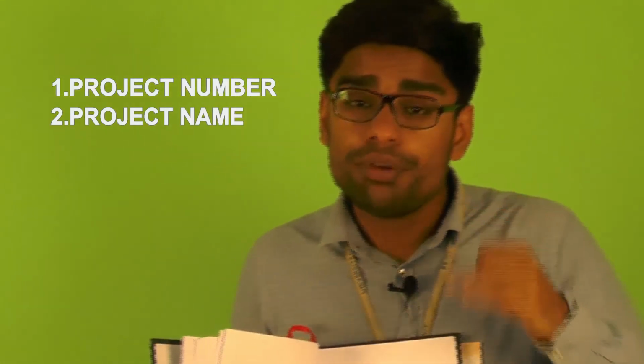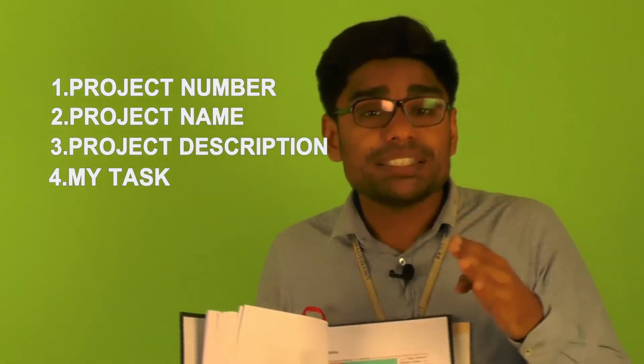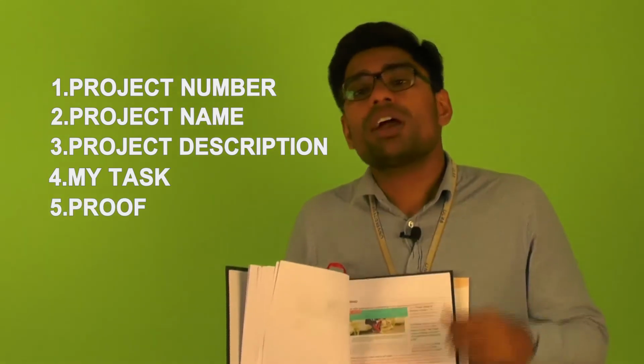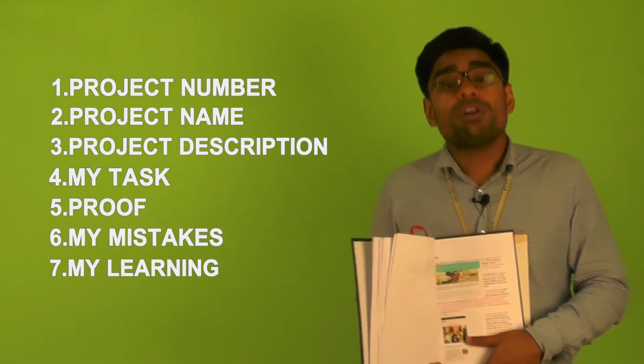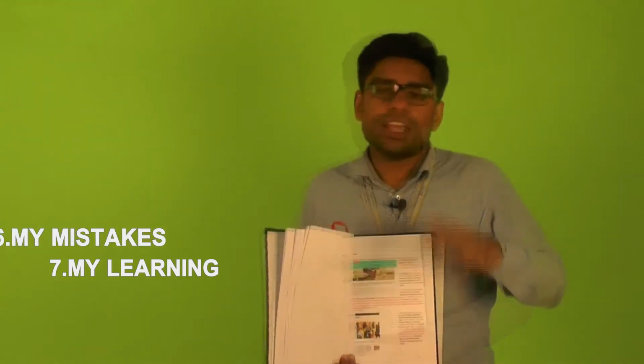So to sum it up: project number, project name, project description, my tasks, proof, my mistakes and my learnings. This is the format that you have to follow for each of your projects. At the most, include 10 projects. If you have more projects, you can include them in the appendix section towards the end.